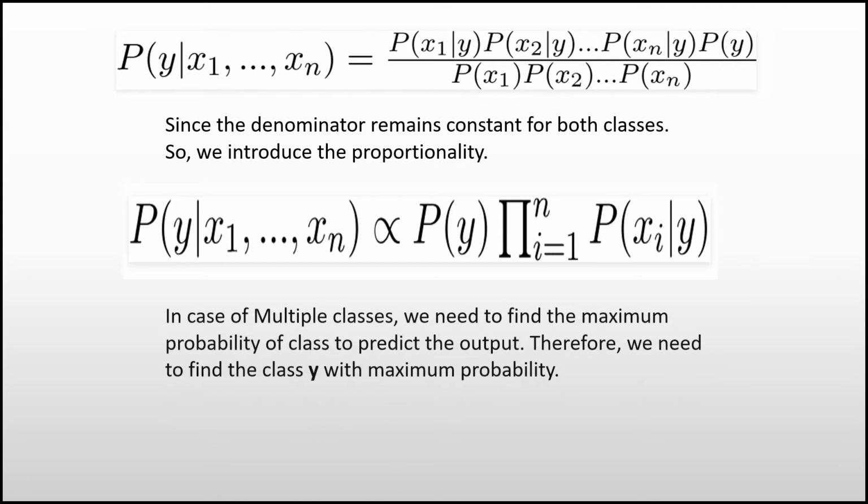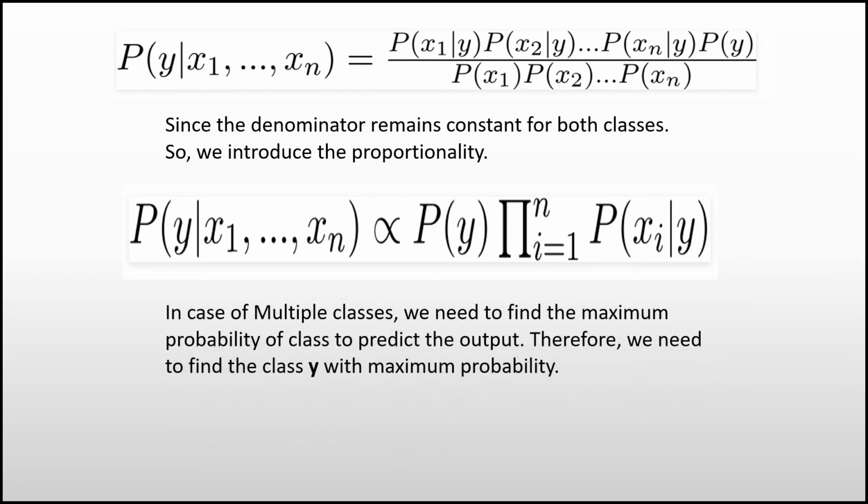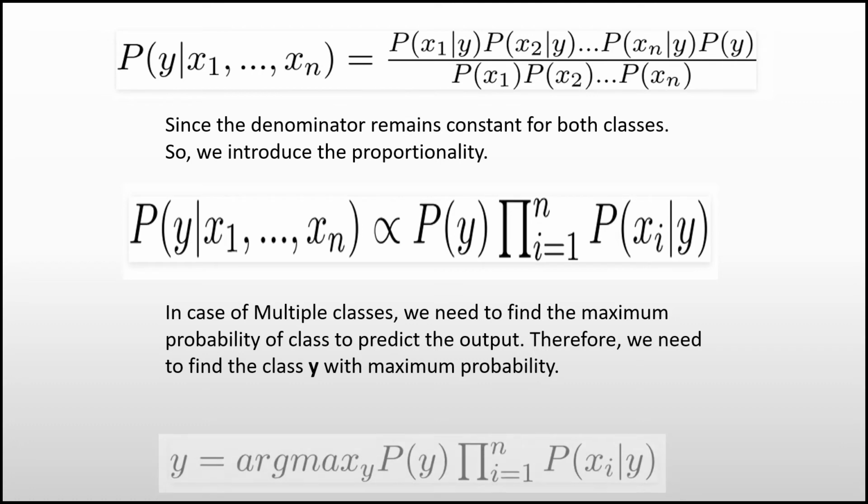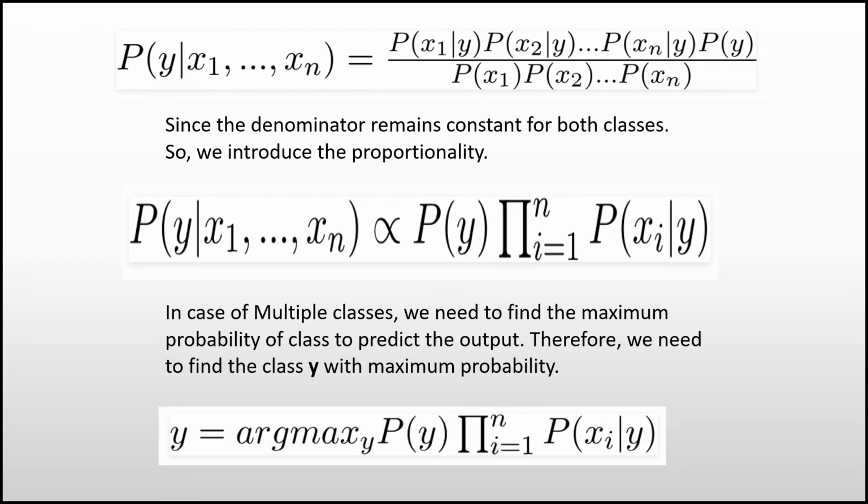In our case there are only two classes, but consider a case where there are more than two classes that we need to predict. So we need to consider the maximum probability of the class. To find the maximum probability, I am introducing this argmax, which gives the maximum probability. That is the output of a classifier. I think you have a clear idea of the math behind the Bayes theorem.